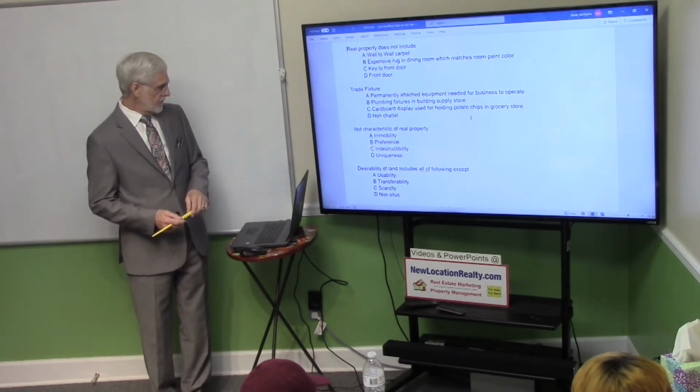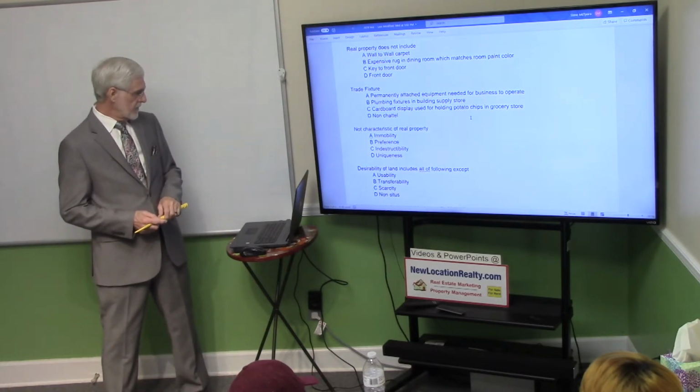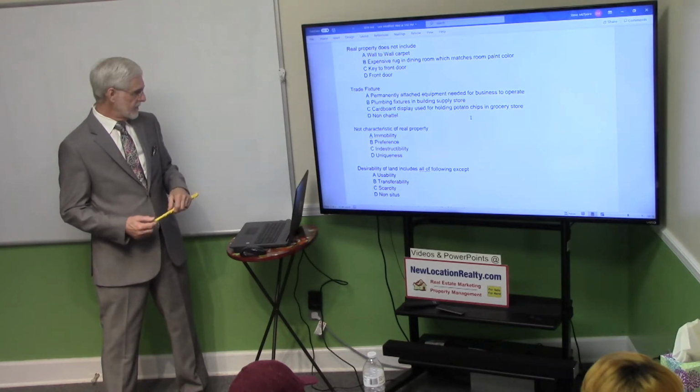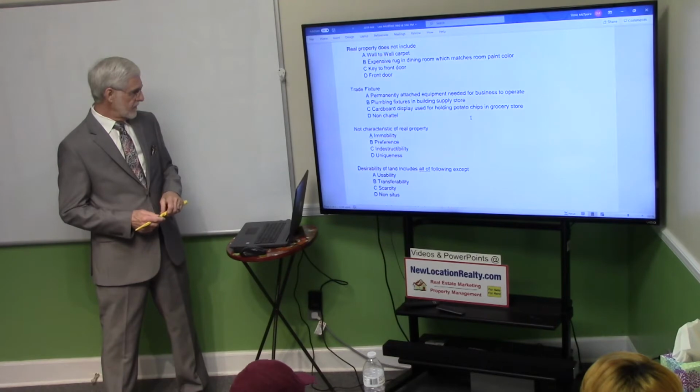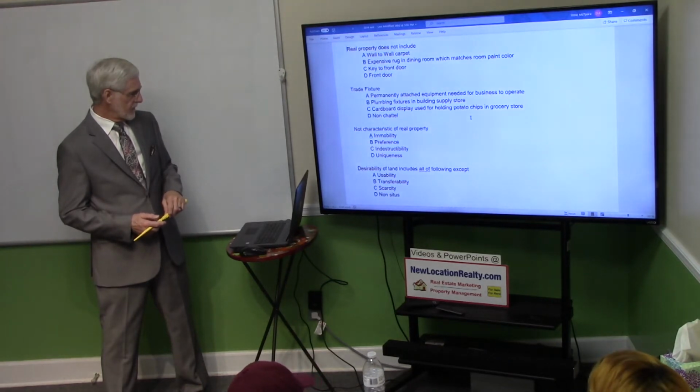Desirability of land includes all of the following except. So it includes all of the following. What did we say situs was? Situs, location. So the location can make it desirable. Usability can make it desirable.